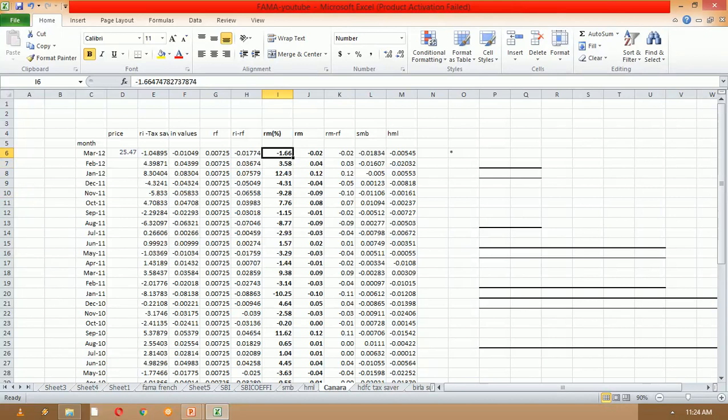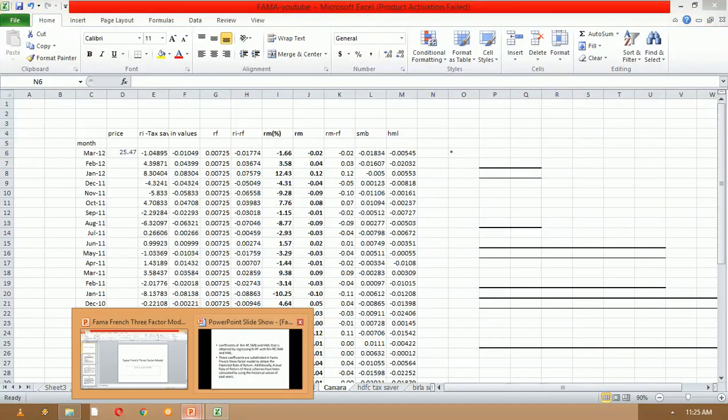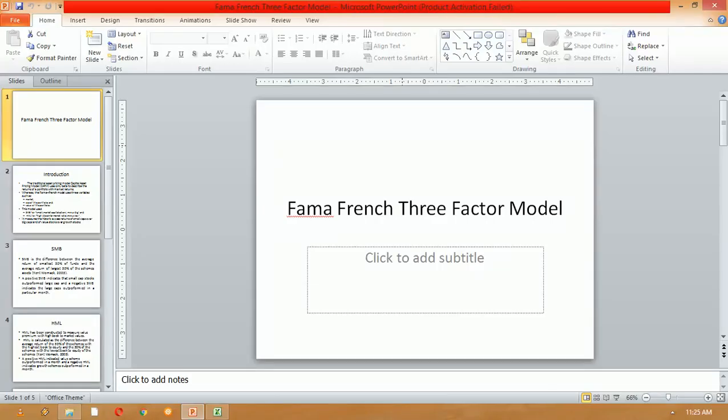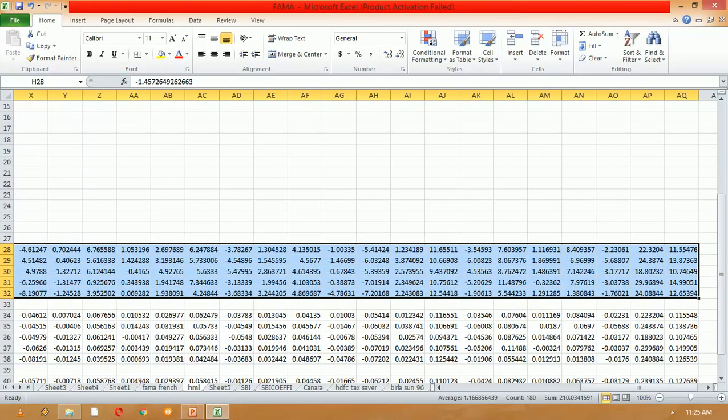That is for this, I have taken the Sensex market, and this also converted into values, and Rm minus Rf, SMB, HML. So for the purpose of analysis, we'll be taking Ri minus Rf, Rm minus Rf, SMB and HML. That is given in the PowerPoint. See, the coefficients of Rm minus Rf, SMB and HML have to be regressed with Ri minus Rf. Like that only we will be getting the coefficients.